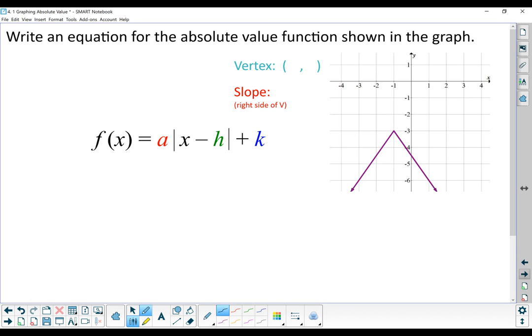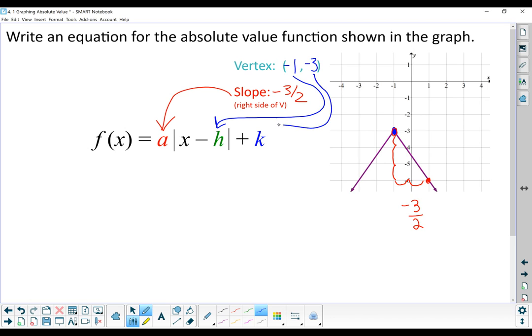It's reflected downward. So our vertex right here is at -1, -3. And our slope on this graph, just when you're counting a slope, be careful to find where it's crossing the coordinate plane at a nice point. So it looks like this slope is down 1, 2, 3 over 2. So it's down 3 over 2. So that's going to go here. We'll fill in the slope at the front, and then our vertex fills in here and here.